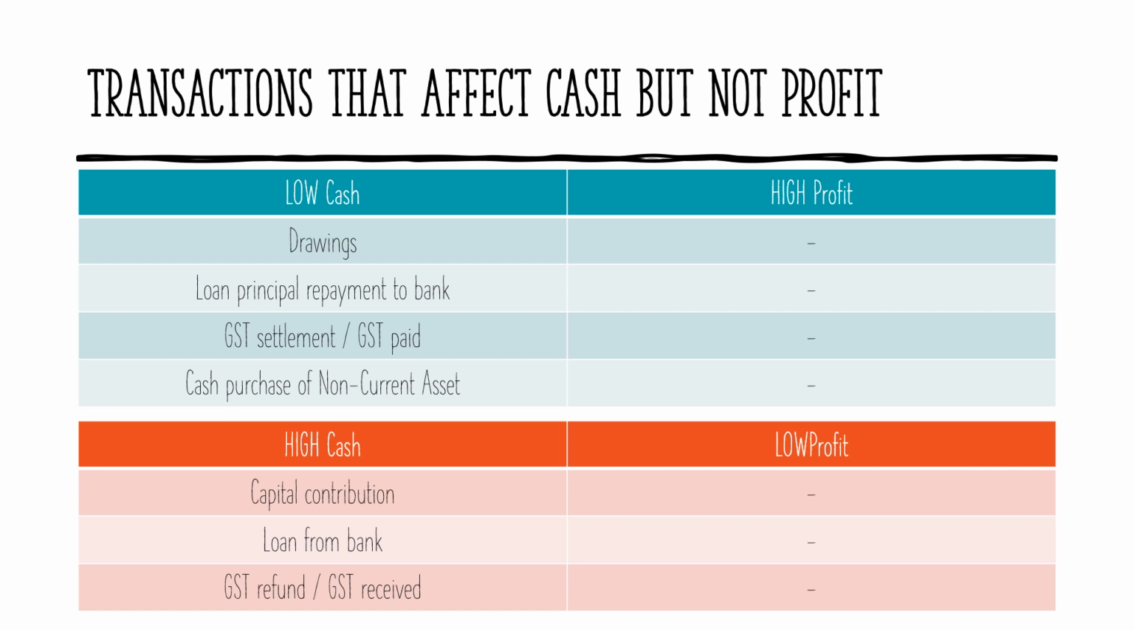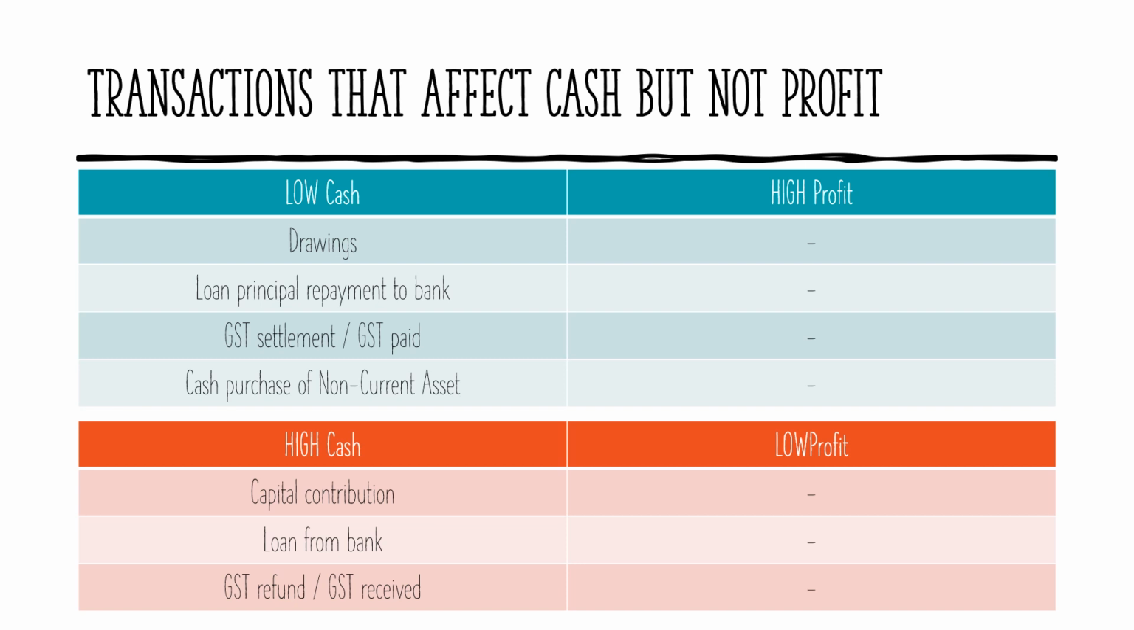Here we can see examples of transactions that affect cash but not profit. In the first table, we can see that drawings, loan principal repayment to the bank, GST settlement or GST paid, and cash purchase of non-current assets all lead to a decrease in cash. However, they do not affect profit at all. Therefore, we will have a situation where we have low cash but high profit.